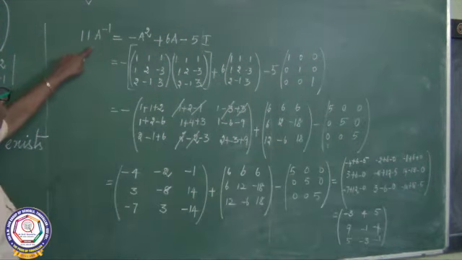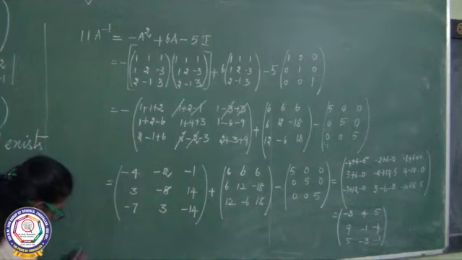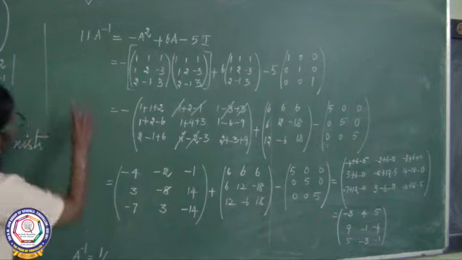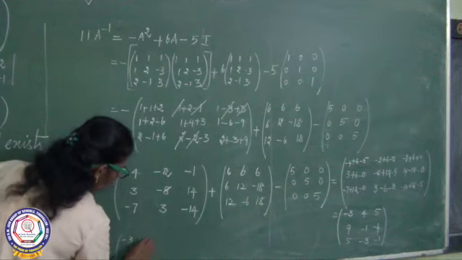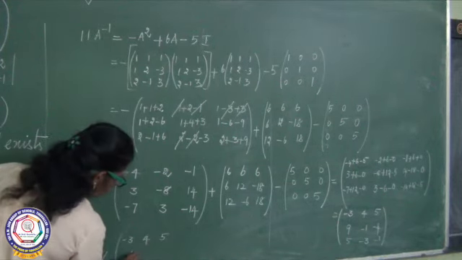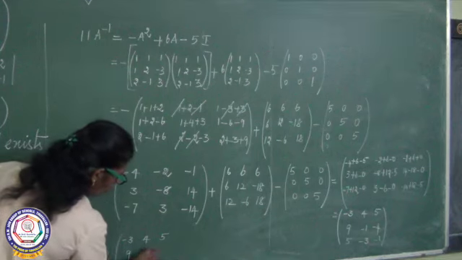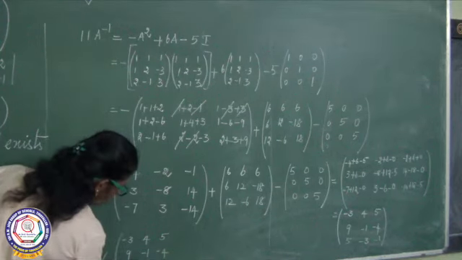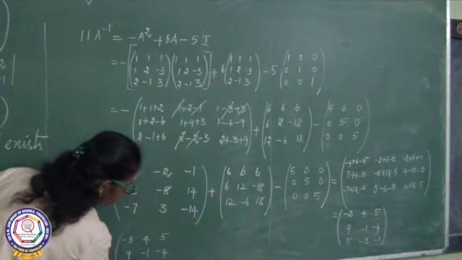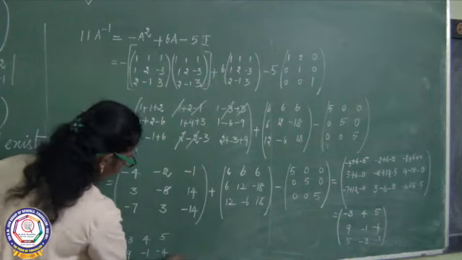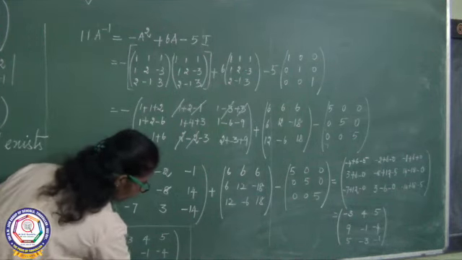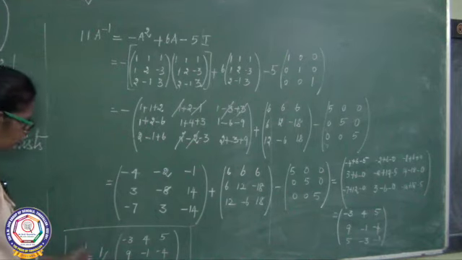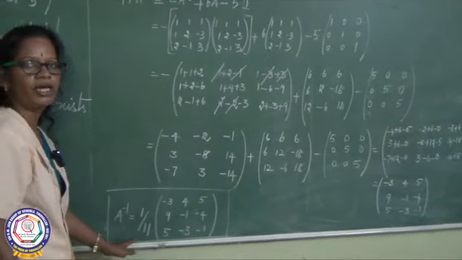Now we want to find out A inverse. So the answer, A inverse equal to 1 by 11 bracket minus 3, 4, 5, 9, minus 1, minus 4, 5, minus 3, minus 1. A inverse equal to this is the final answer. The 11, when you shift to the opposite side, it will act as a division.